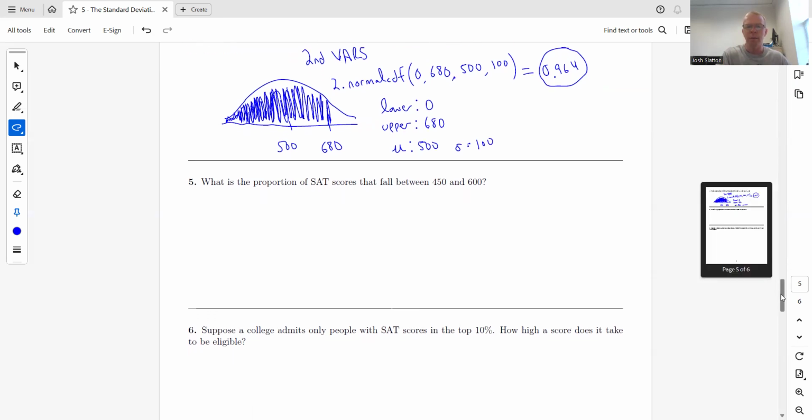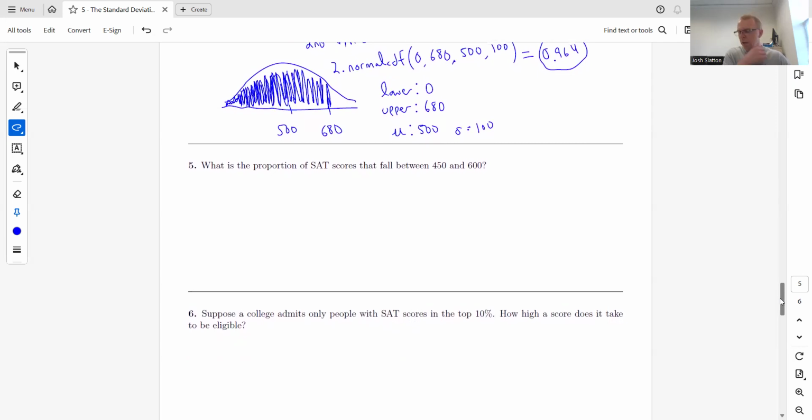Then we have number 5: what proportion of SAT scores fall between 450 and 600? Let's again draw a picture, and we'll put the mean in the middle. Now we're going to put 450 and 600. It doesn't matter too much how far out you go. I kind of made it symmetric. Obviously, 450 is closer, but the picture is just a guideline; you don't have to be perfect. Then we're going to shade between.